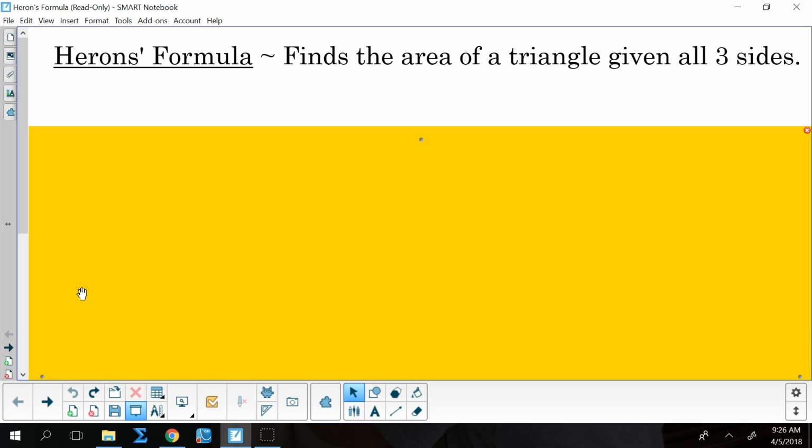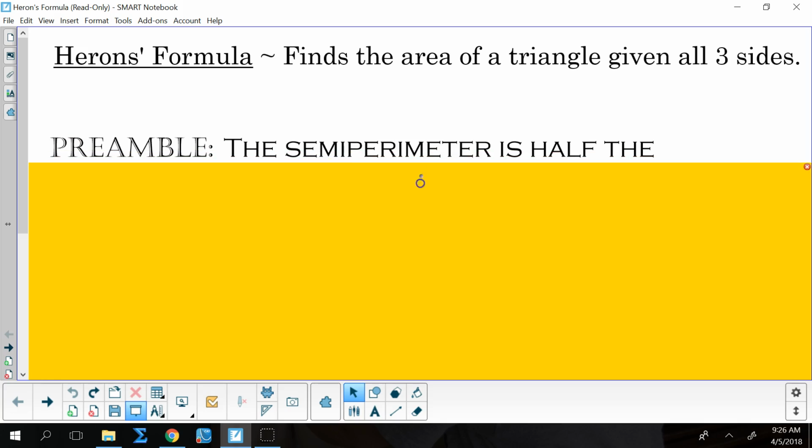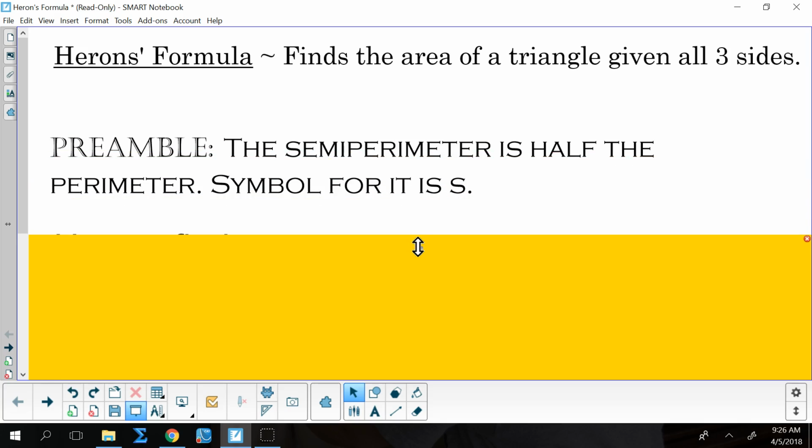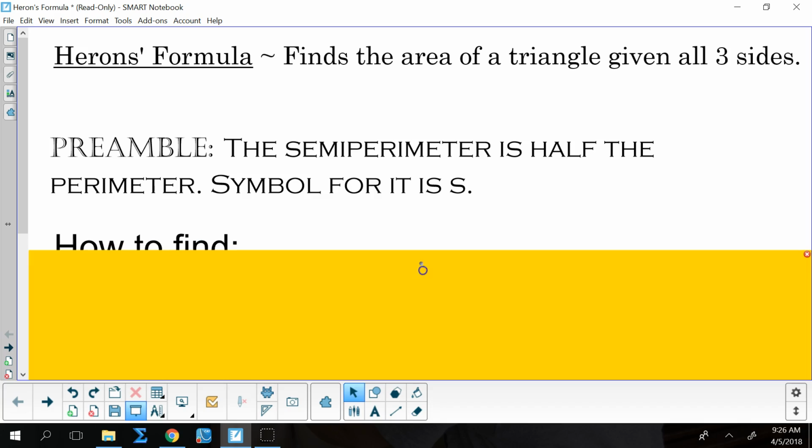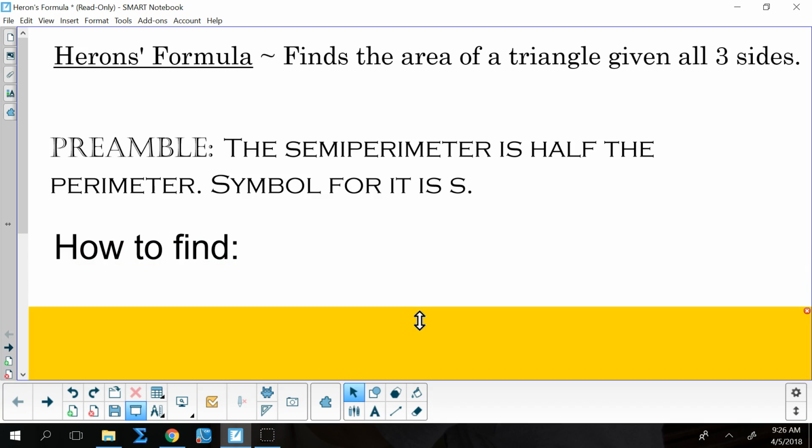Okay? So, there's some important documents out there in the world. And some of those documents have something called a preamble. It's kind of like the introductory part of the document. So I'm going to say that the preamble for Heron's formula is this. The semi-perimeter is half the perimeter. So semi meaning half, perimeter meaning, how do we find the perimeter?